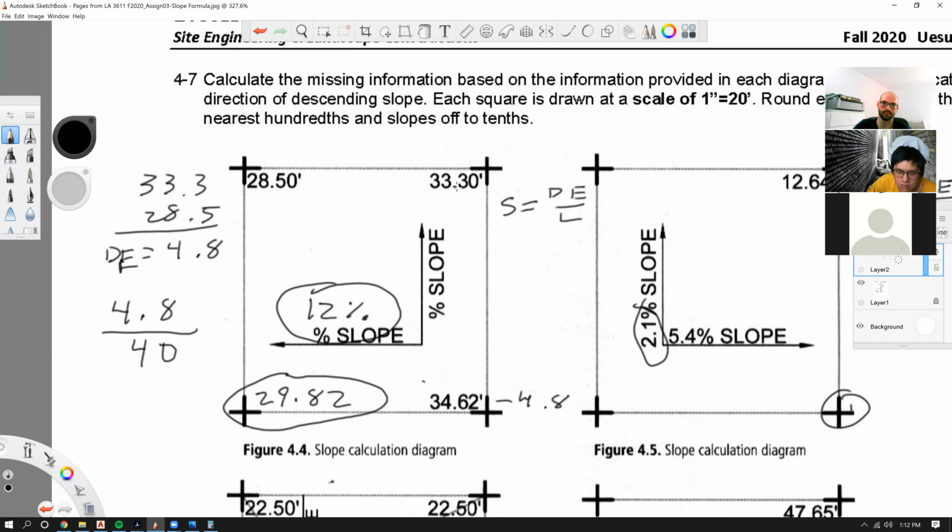34.62 minus 33.30. Right. That is correct. So 34.62 minus 33.3 is 1.32. So we have 1.32 divided by 40, which equals 0.033. And to express that as a percentage, you're going to move the decimal point 2 places over, and this is going to be 3.3% for this slope.